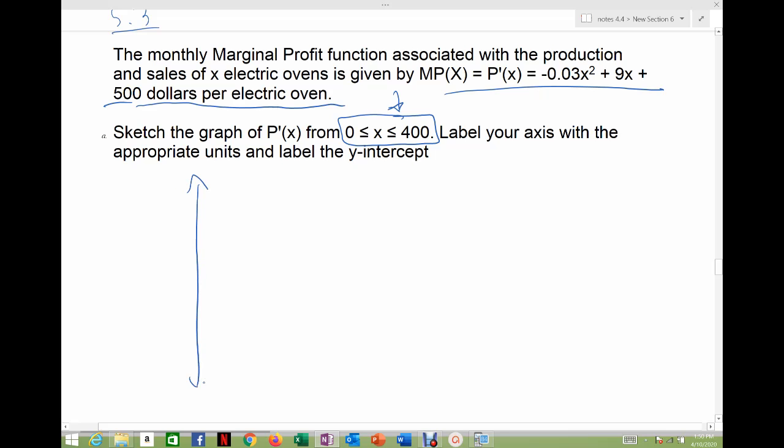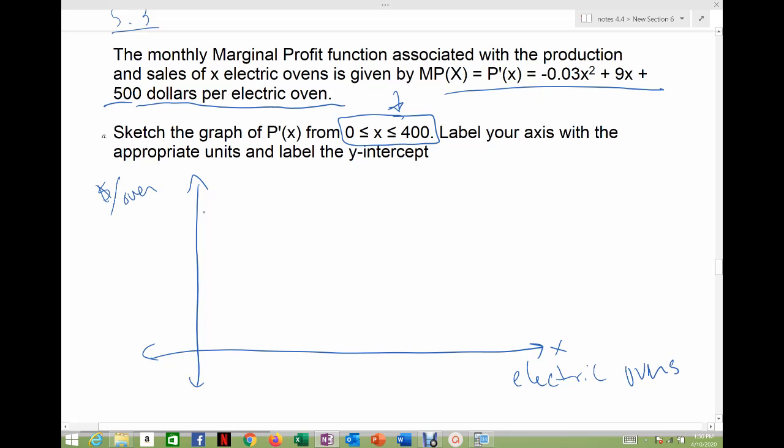So my x-axis represents electric ovens. This would be the dollars per oven, my rate of change. If I plug 0 into my derivative, I get 500 out. So my starting point, my y-intercept, is at 500. Then if I look at the graph on my calculator, it goes up and then comes down and does cross the axis eventually, and there's my derivative graphed.